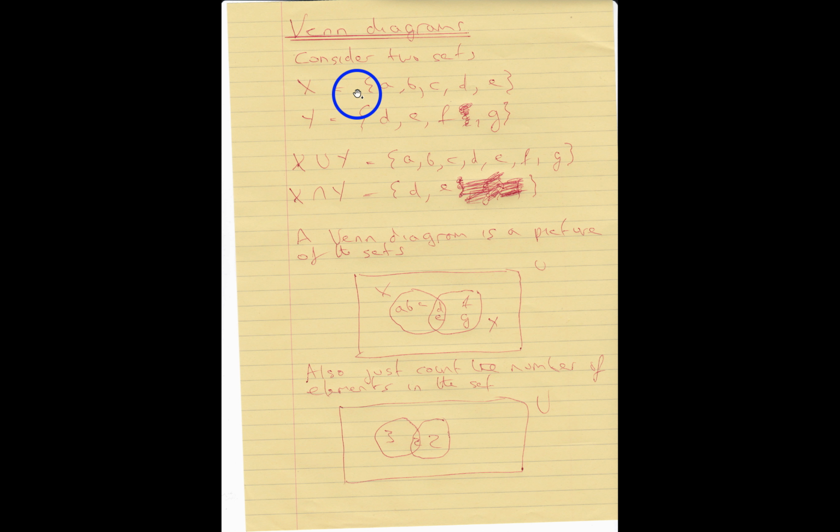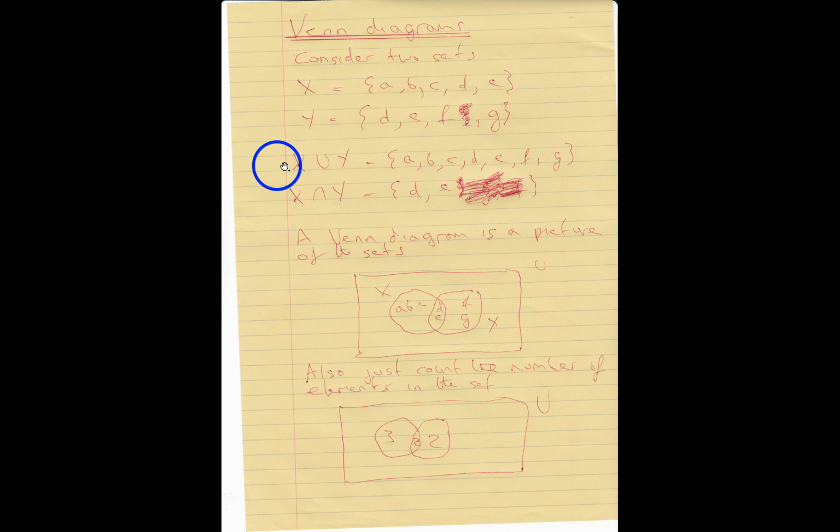Set X has elements A, B, C, D, and E. That's this one here. Set Y has elements D, E, F, and G. Okay, so this is mathematics. It's a bit abstract. The worked example is a bit more practical. So once you have sets, you can manipulate them together.